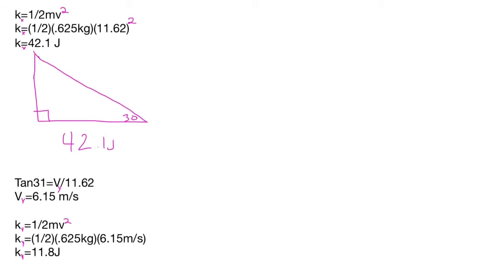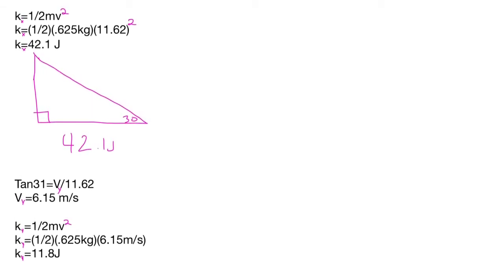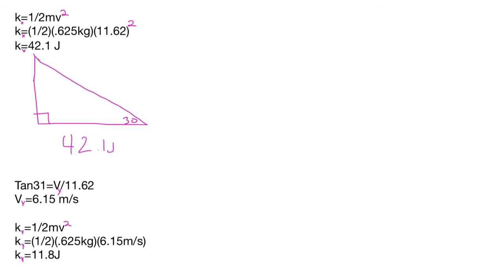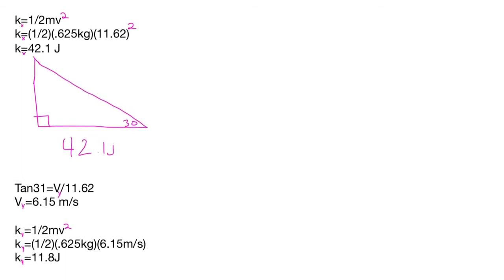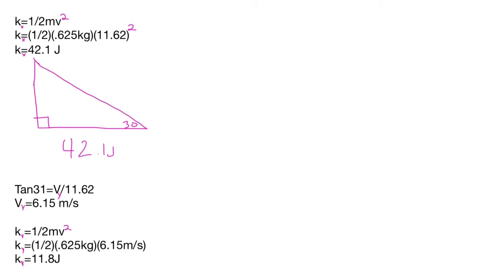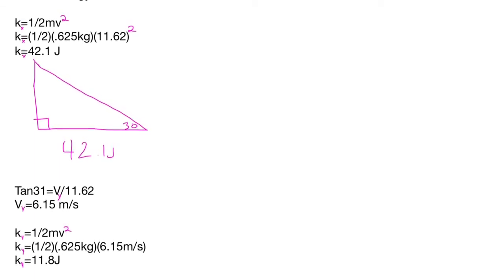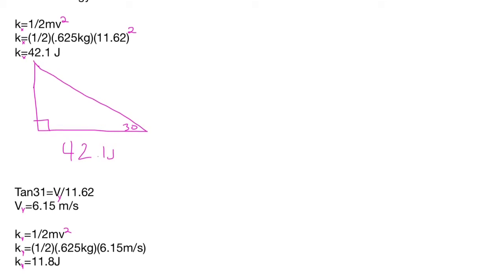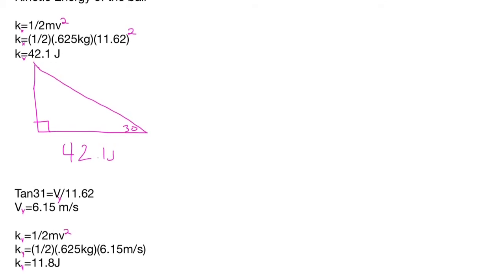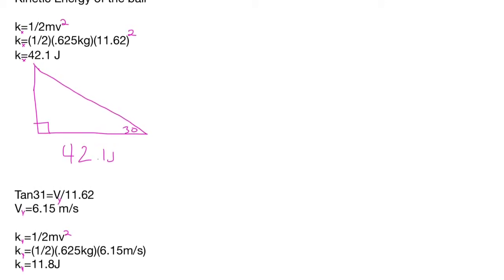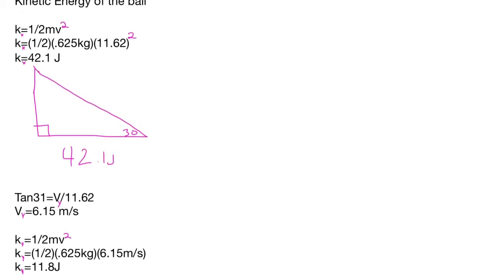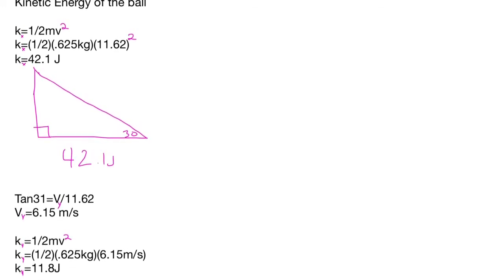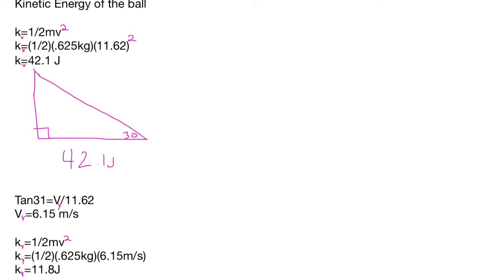And then the next thing you're going to do for the y direction, take the tangent of angle theta, which is 31, which is equal to the velocity in the y direction divided by the velocity in the x direction. Once you solve for that one, you're going to get your velocity in the y direction equal to 6.15 meters per second. And then you can finally solve for the energy in the y direction, once again doing K equals 1/2 mv squared, but this time in the y direction, of course. Plug in your data, get an answer of 11.8 joules.